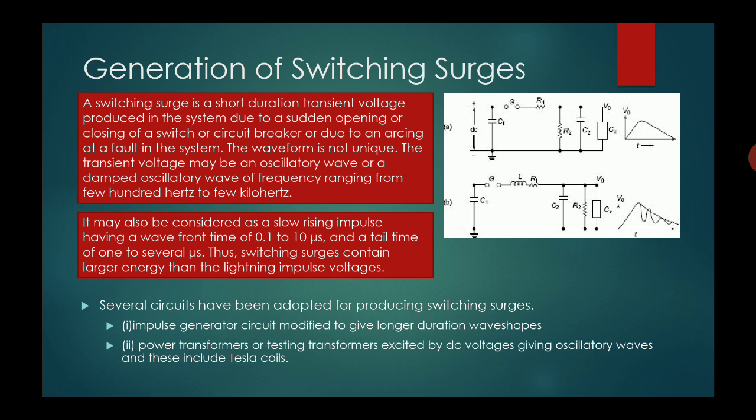Several circuits have been adopted for producing switching surges. Of these, two are important here. One is the impulse generator circuit modified to give a long duration wave shape, shown in circuit A. The other is a power transformer or testing transformer excited by DC voltage giving an oscillatory wave, and these include the Tesla coil. So these are given by the impulse circuit, and by the other circuit, that is circuit B. These are the two circuits that produce the switching surges.